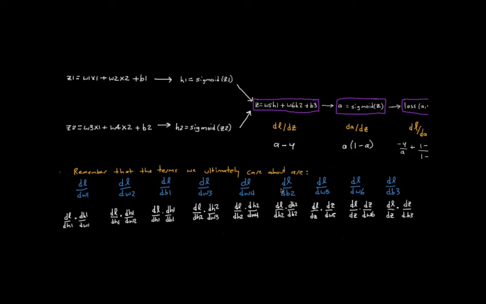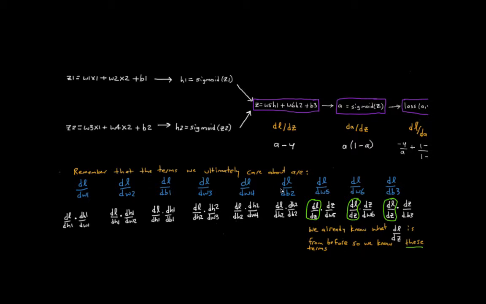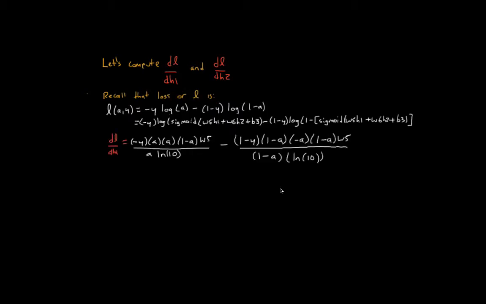So first of all, we need to compute what dL/dH1 and dL/dH2 are to compute these first 6 blue terms. And to compute the last 3 derivatives, we need to know what dL/dz is, but we already found out that that's equal to a minus y. So here are the steps for computing dL/dH1 and dL/dH2. You can pause the video to look at the details.